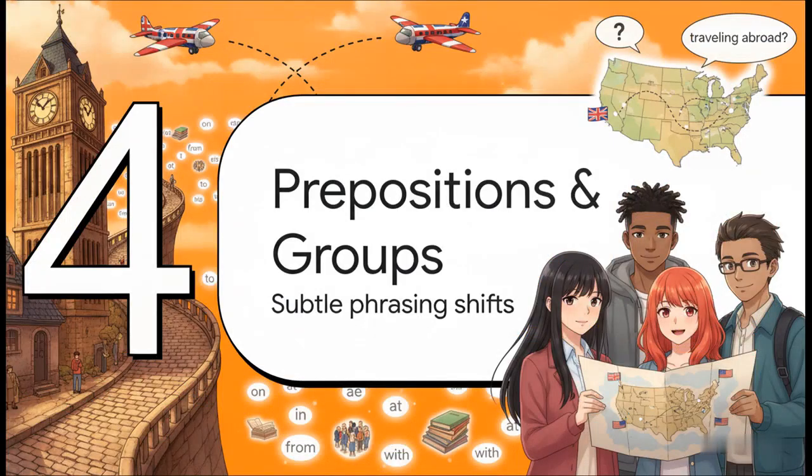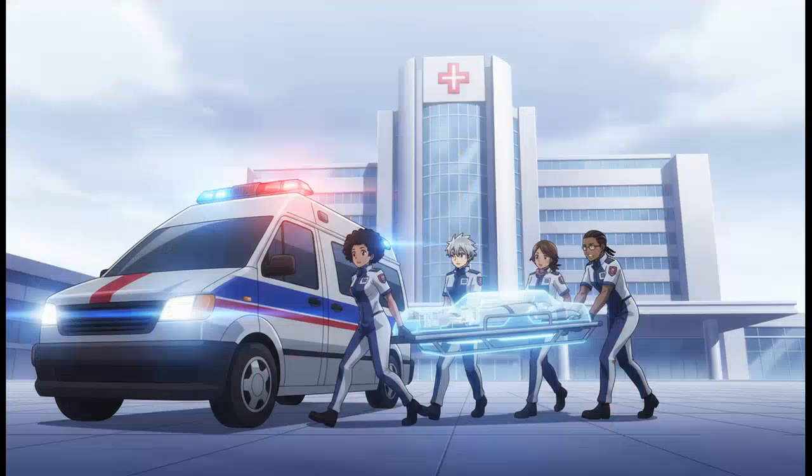Section 4, prepositions and group nouns. Let's dig into the subtle shifts that frequently trip up language learners. If there is a medical emergency, the phrasing you use actually depends on where the ambulance is parked. In British English, the phrasing is really lean. You would say, she was taken to hospital. No article, just to hospital. But in American English, they always add the article the. An American will say, she was taken to the hospital.